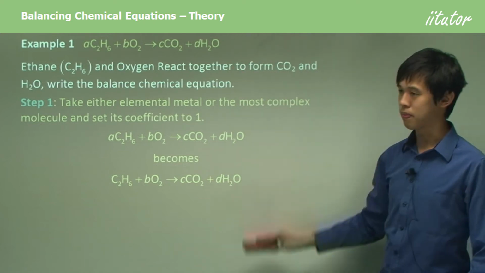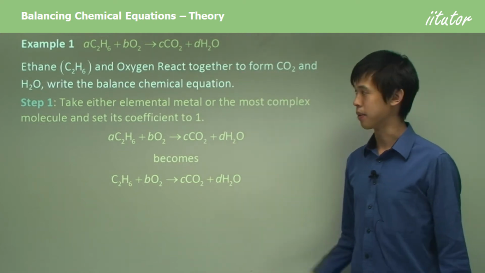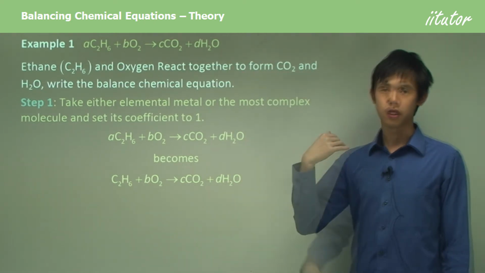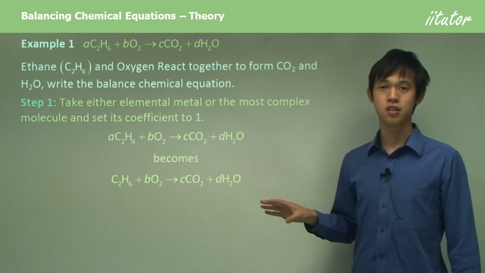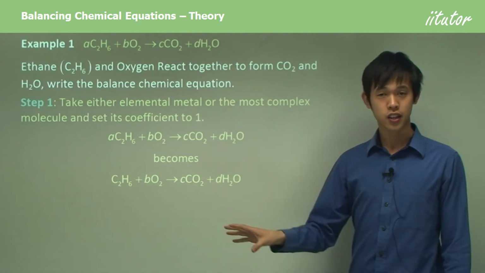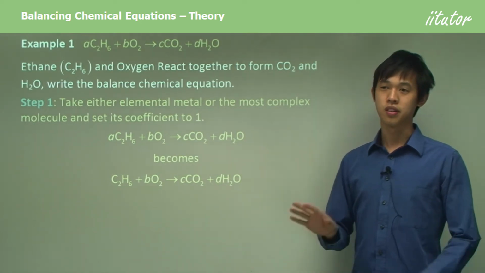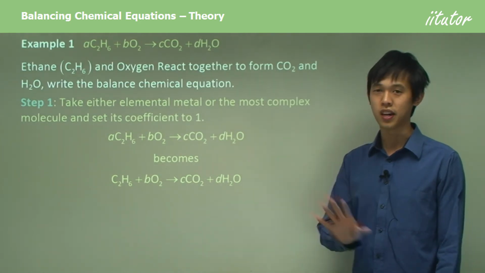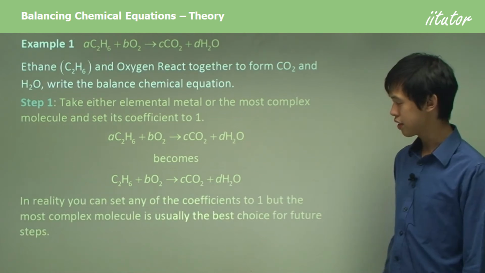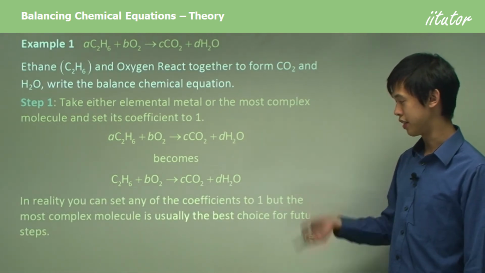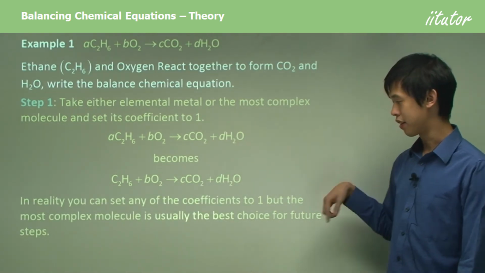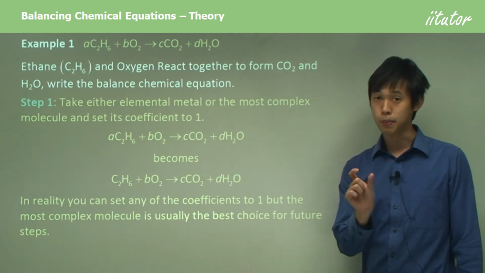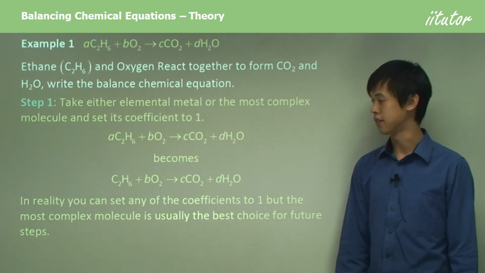That's probably the hardest one to understand, but just work with it for now. The explanation for this, why we do this, it comes at university level maths. So when you go to university, study engineering or science, you'll learn why this happens. But right now, you don't need to worry about it. So like I said, you can turn any of them to 1, but the most complex molecule or the elemental metal is usually the best choice.